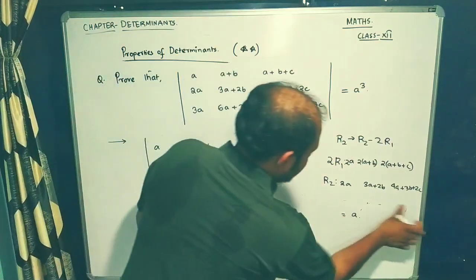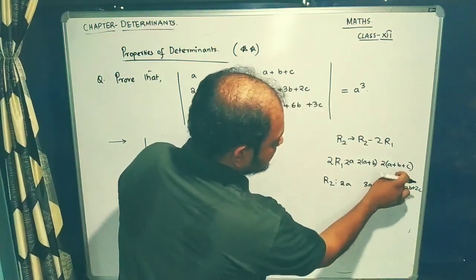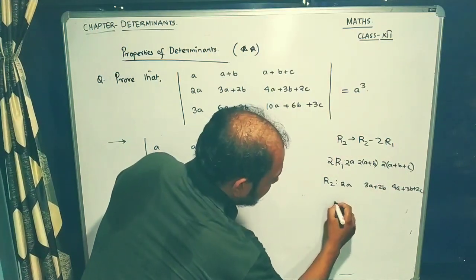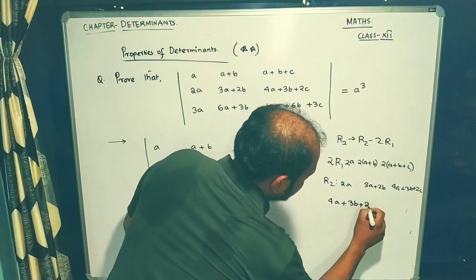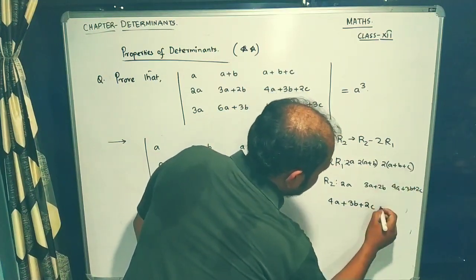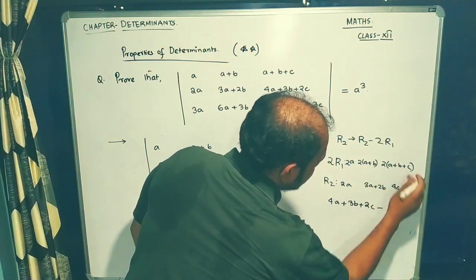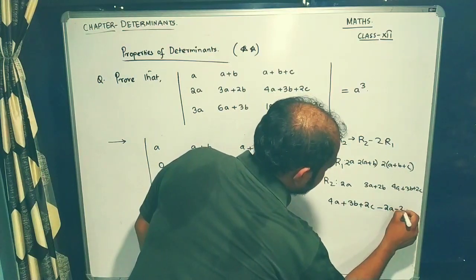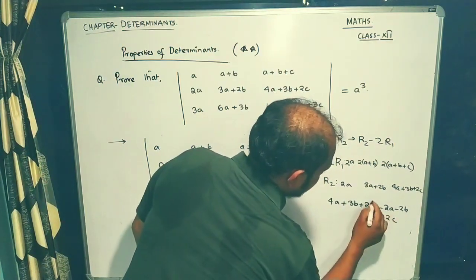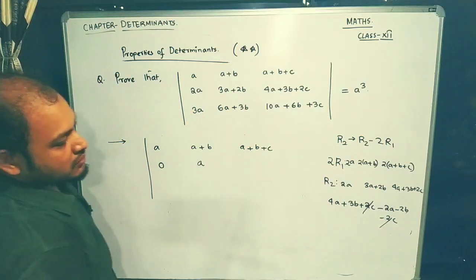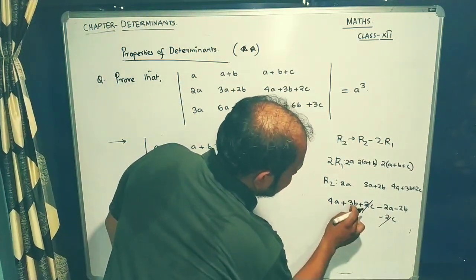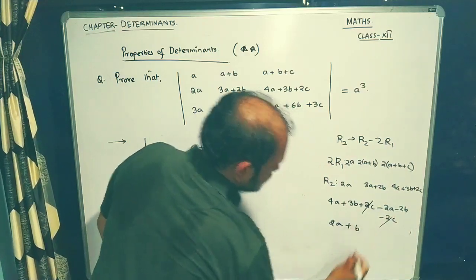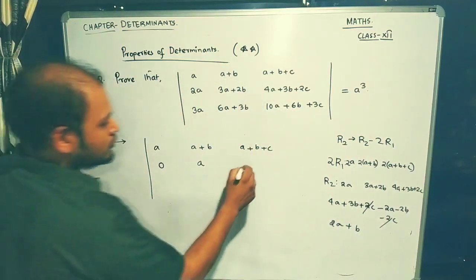And then in the third case, this minus that. So we have 4a plus 3b plus 2c, and here you have minus of 2a minus 2b minus 2c. So minus 2a minus 2b minus 2c. You can see 2c and 2c cancel out. 4a minus 2a is equal to 2a, and 3b minus 2b is equal to b. So you have 2a plus b. Put 2a plus b here.